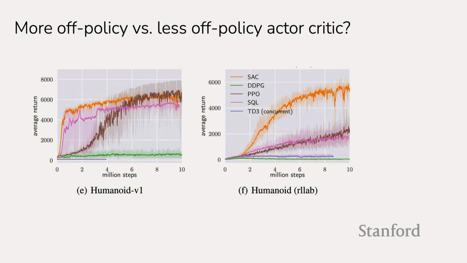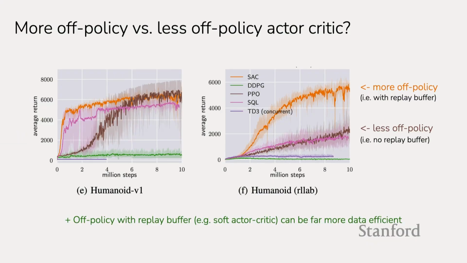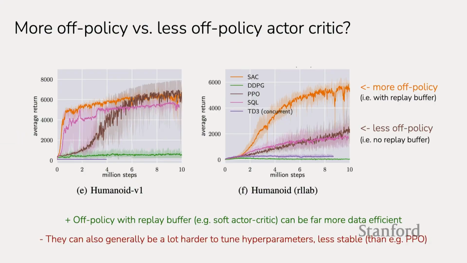And if we compare SAC and PPO, the more off-policy version that uses a replay buffer is shown in orange, and the less off-policy is shown in brown. And so we see that we're able to get much more data-efficient learning with something like SAC than with something that's less off-policy. So you can be far, far more data-efficient when you use this replay buffer. The downside is that it can be a lot harder to tune hyperparameters, and generally it can be a bit less stable when you're using these Q functions than compared to PPO.